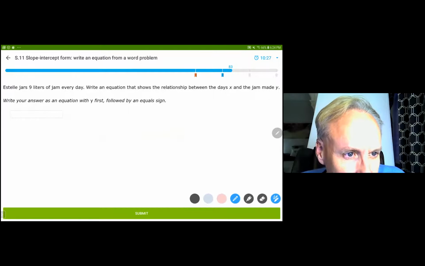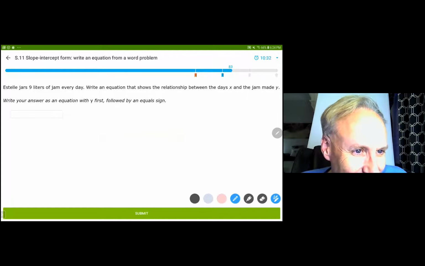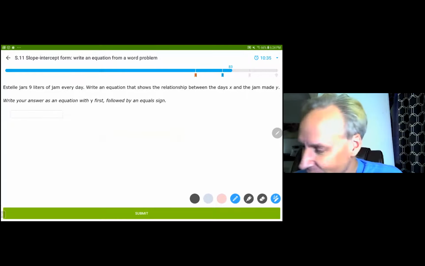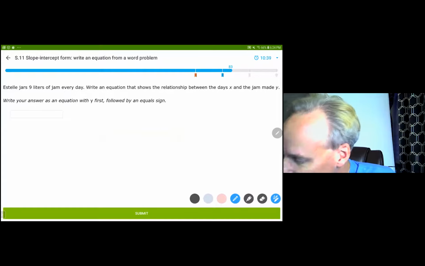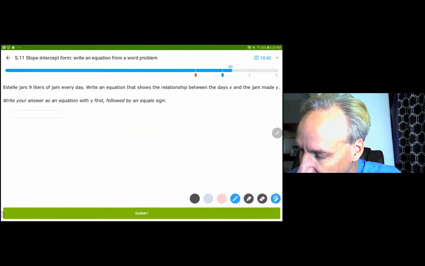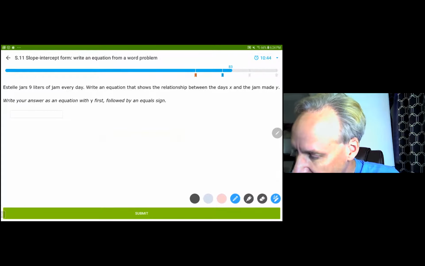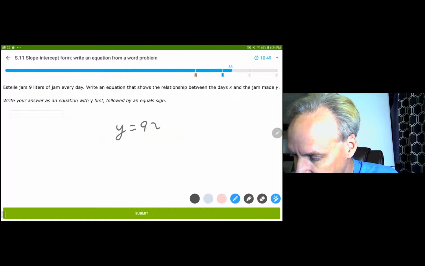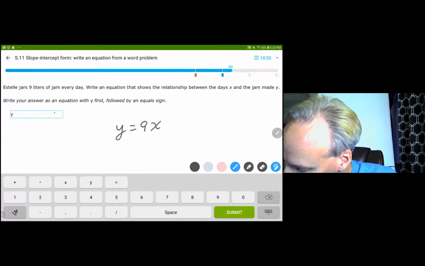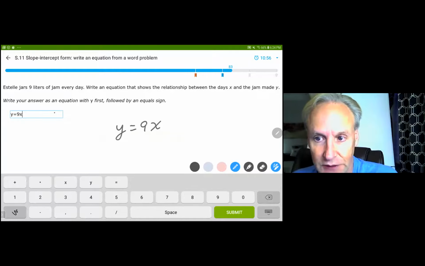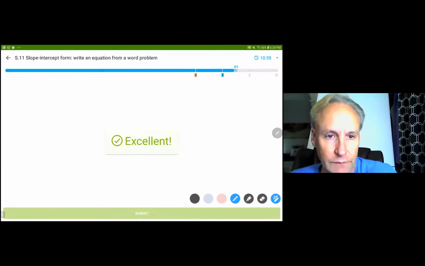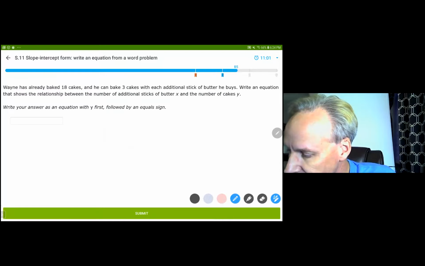Estelle puts 9 liters of jam into jars every day. She puts away 9 liters every day. Write an equation that represents the days. So obviously X is the days and the number of jars is Y. So Y is equal to 9X in this case. 9 is the rate at which the jars are being completed, or the jam is being put into jars.